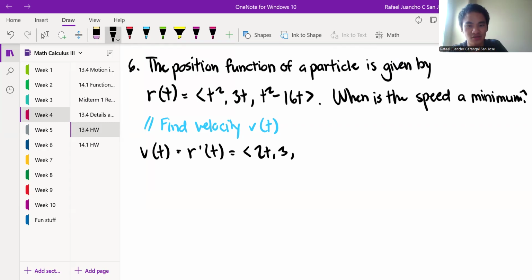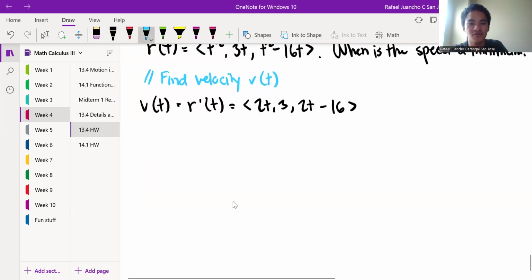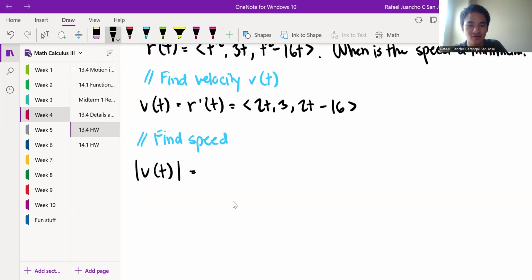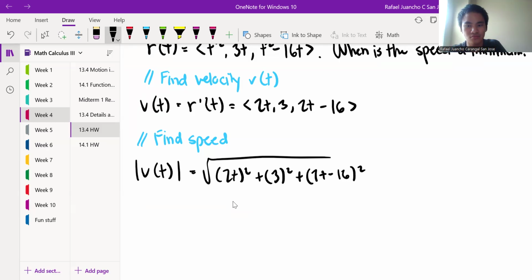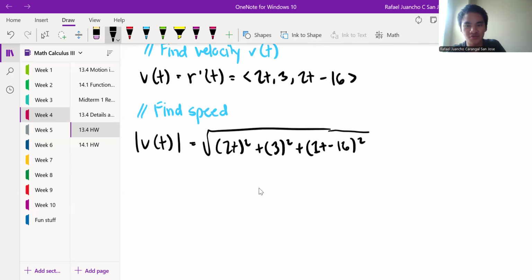And so this is 2t, 3, 2t minus 16. Then from there, we find speed. We take the absolute value, or magnitude, or length of my velocity vector, and then we put everything here squared. And so here we got 4t squared plus 9.